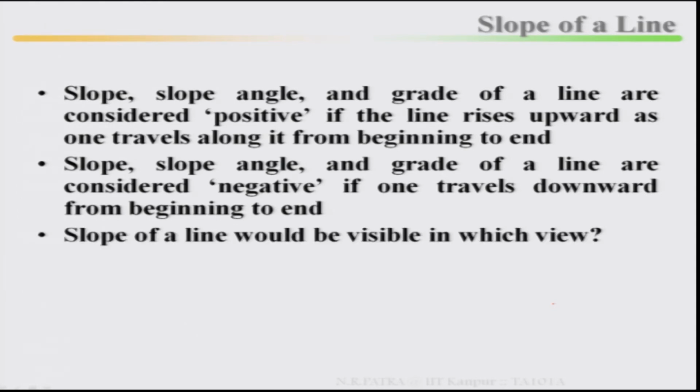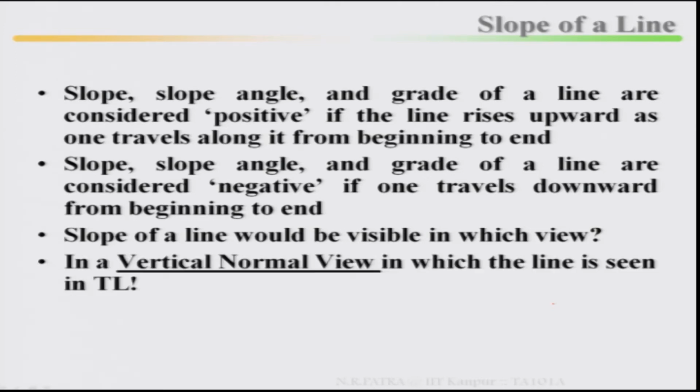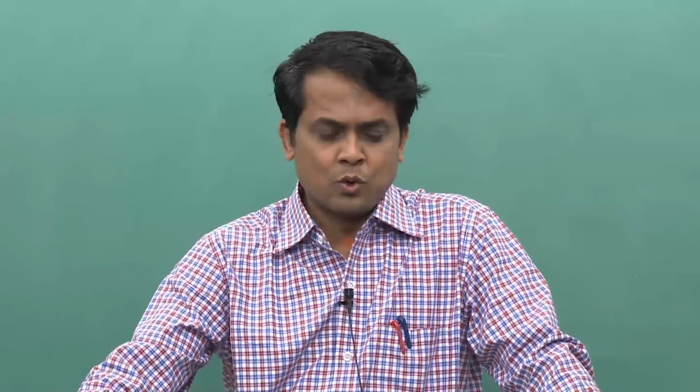Slope of a line would be visible in which view? That is the question. In a vertical normal view, in which the line is seen in true length. Remember, unless you get the line in true length, the slope and slope angles cannot be visible.